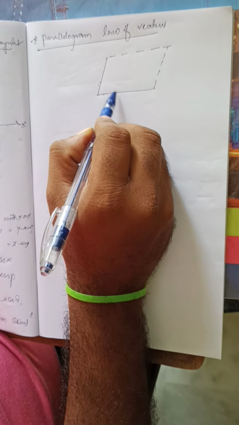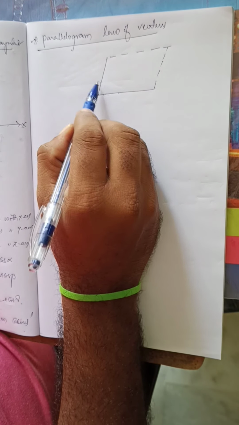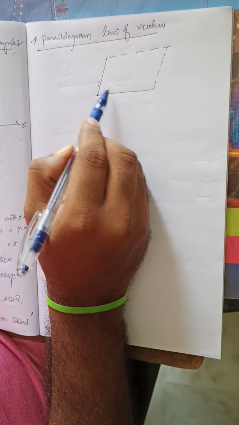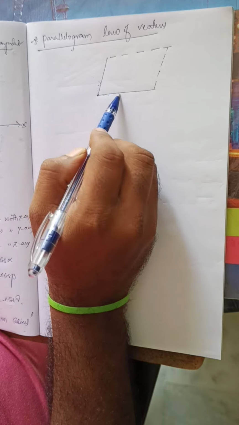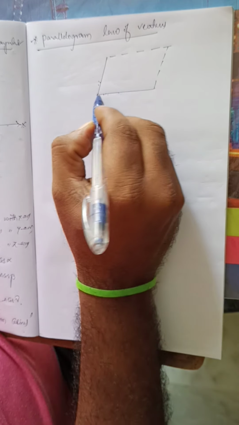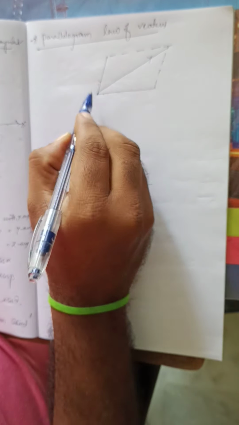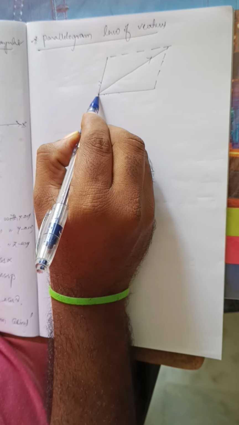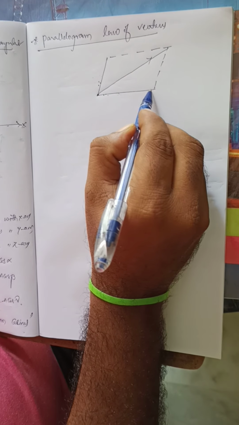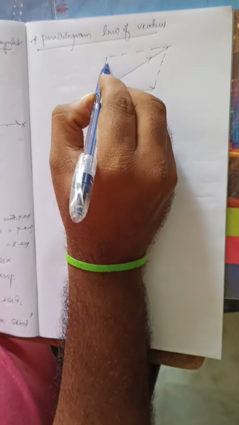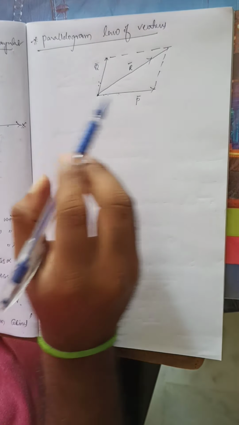Here, if the two adjacent sides taken from a point represent two vectors in magnitude and direction, then their resultant is given by the diagonal of that parallelogram passing through the same point. That is called the parallelogram law. This will be taken as P bar vector, this will be taken as Q bar vector, and here it will be the resultant vector.